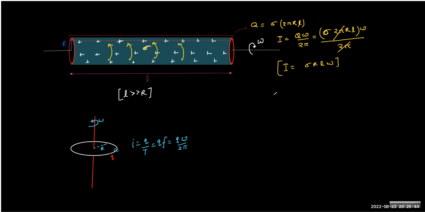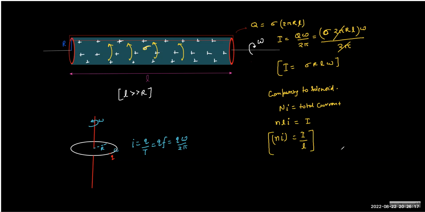And in case of a solenoid, what is the total current? So comparing to the solenoid, the N I represents the total current? Yes, sir. And N we can write as small n into L? Yes, sir. So you can clearly see that N into I we can replace by I by L. And therefore the formula will be B equals, the answer was mu naught n I.